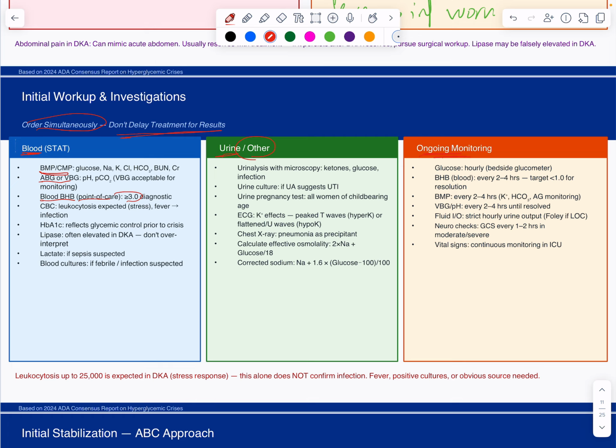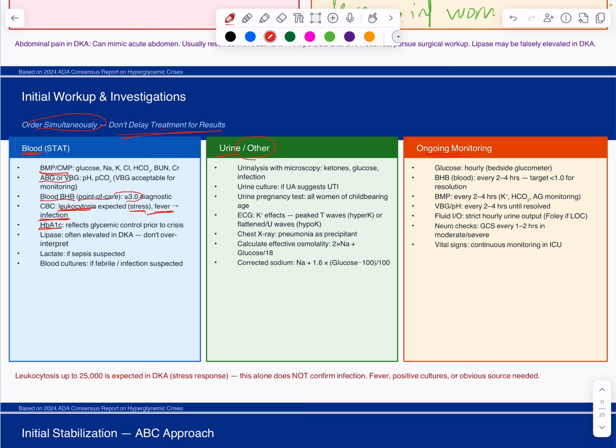So in the CBC, you are expected to see leukocytosis, and this is mainly stress leukocytosis, doesn't mean there's an infection. But if you see fever, fever is not part of the DKA and HHS. So this should warrant us for some kind of ongoing infection, and this will have different workup to look for the source of the infection and to treat it.